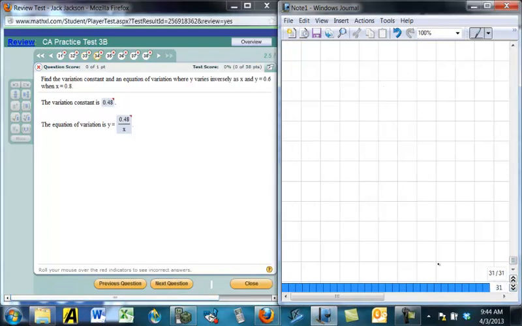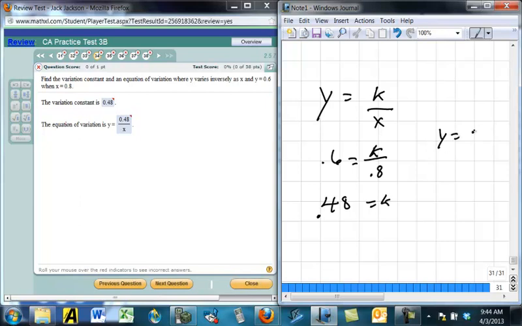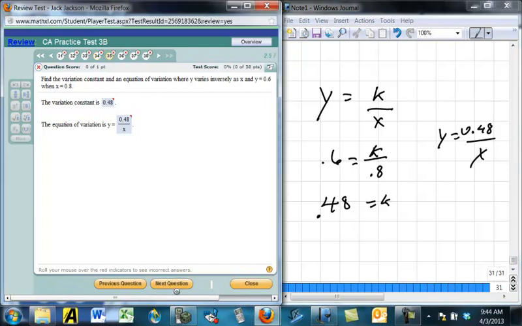Very similar one here. y varies, y equals k, inversely as x, so we're dividing by x. y is 0.6 when x is 0.8. Multiply both sides by 0.8. 6 times 8 is 48, 2 decimal places, so 0.48 is k. And so then y equals 0.48 over x. This is what we have there. Remember to use your little symbol palette on the side to enter that stuff.